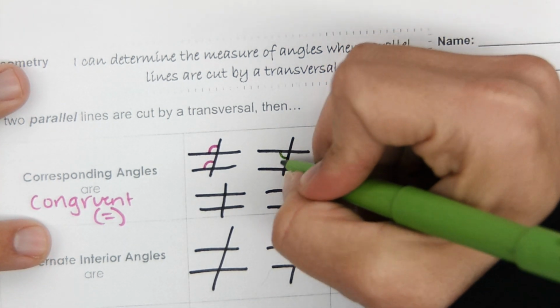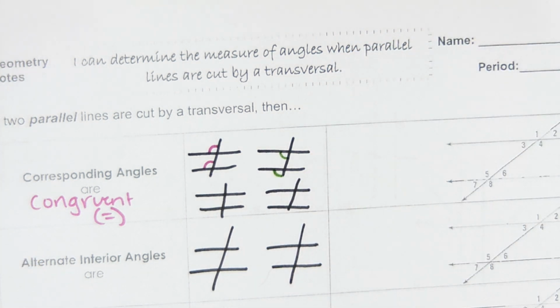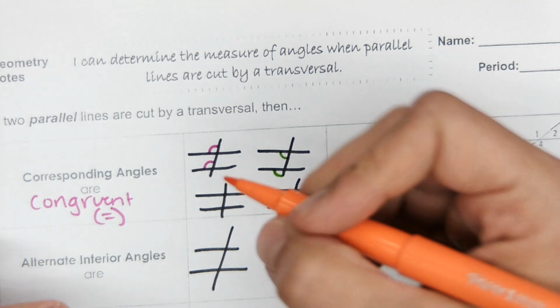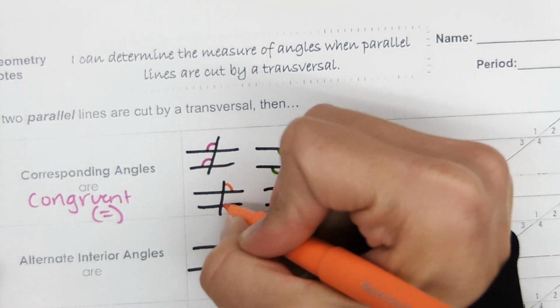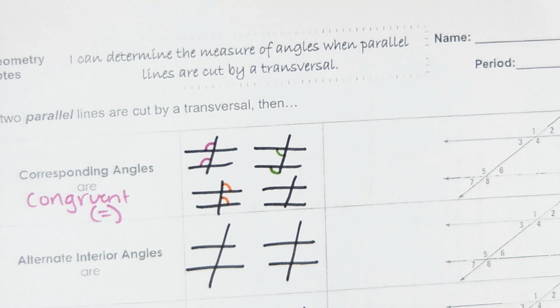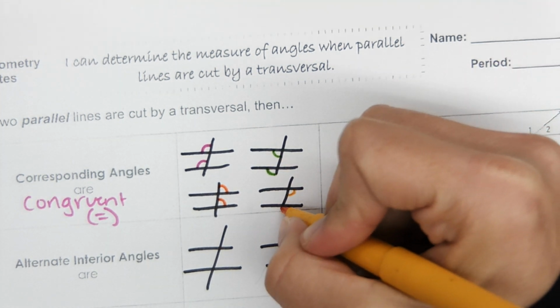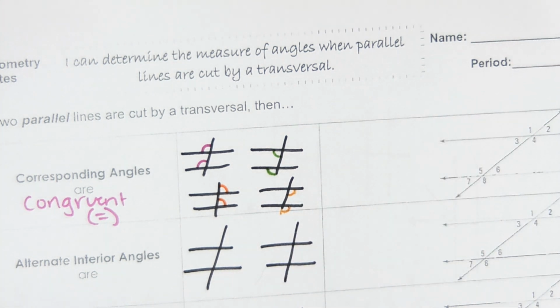Or like this angle and this angle are corresponding, these two right here. And then on the other side of the transversal, this angle corresponds with this one. And this angle corresponds with this one. So they correspond.